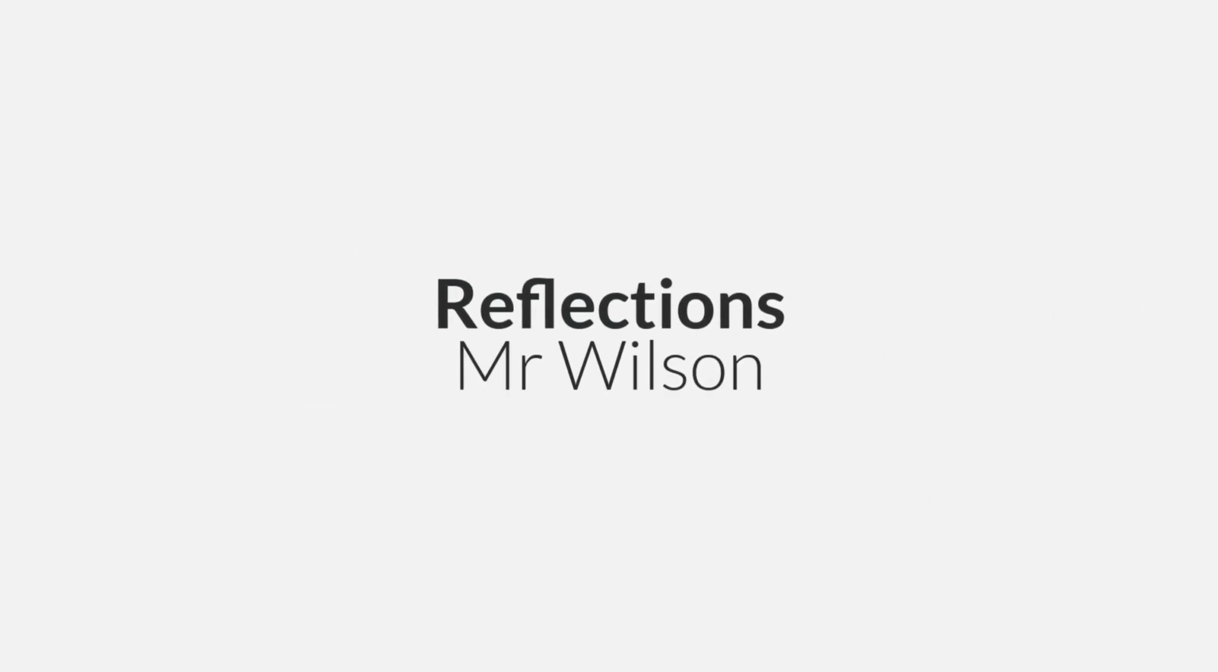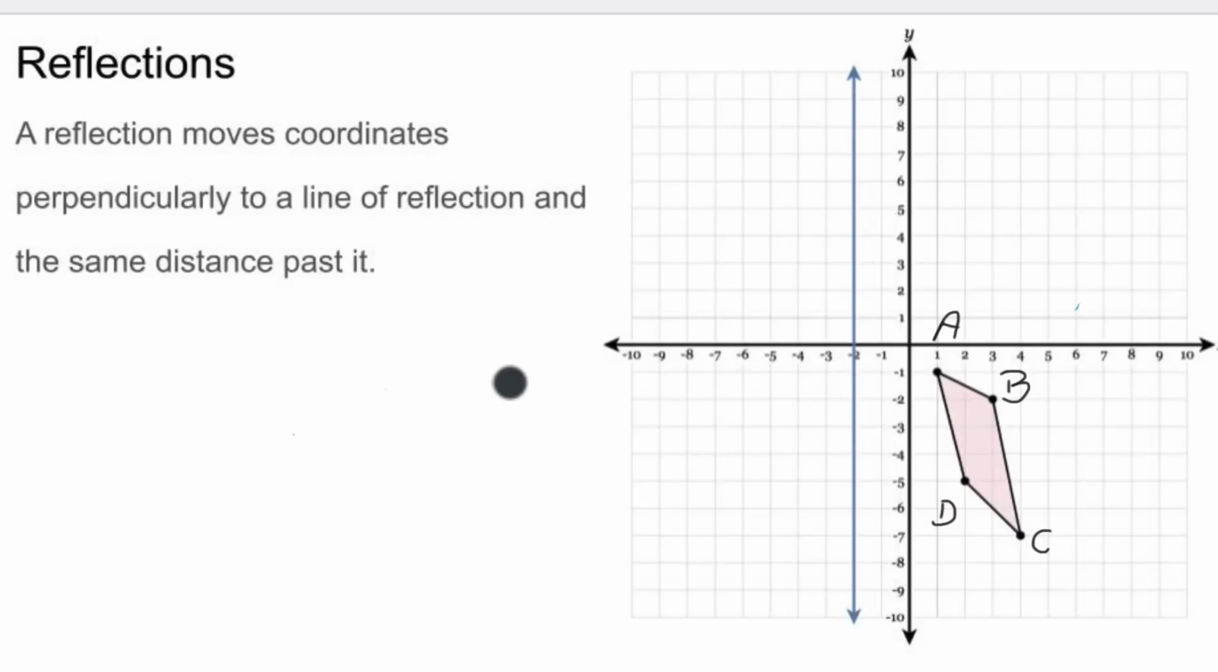Hey mathletes, in this lesson we're going to look at a rigid transformation called reflections. So a reflection is just what it sounds like. You have a line of reflection as basically a mirror. You take each coordinate, you move perpendicularly, that's 90 degrees, to the line of reflection, and whatever the distance you move to the line, you move the same distance past the line.